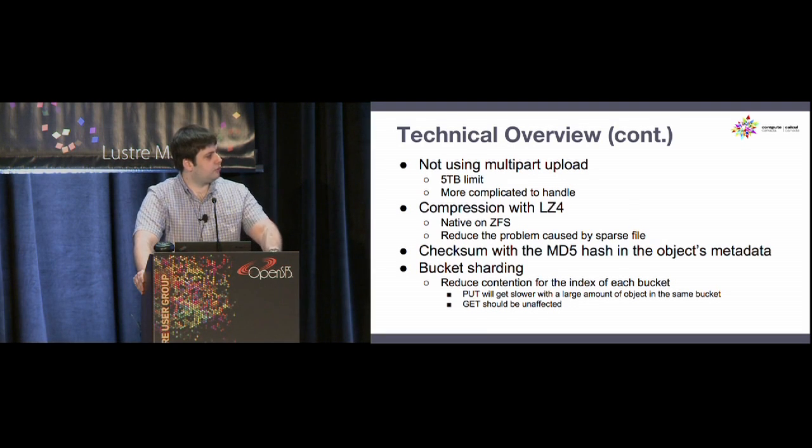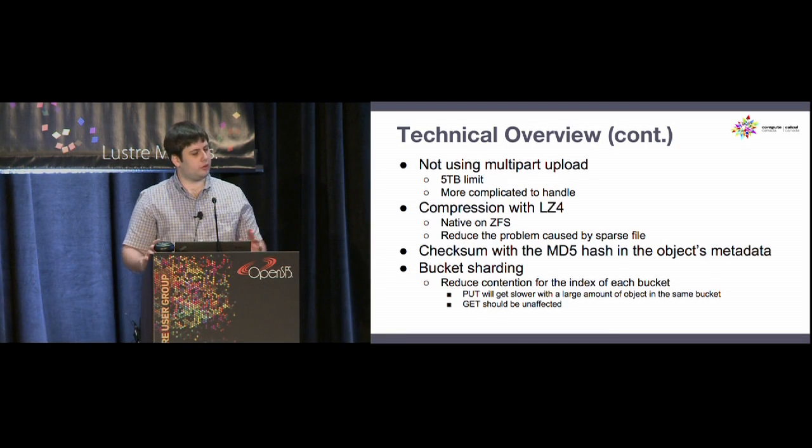And we are also using compression with LZ4, like ZFS is using. This also reduces the problem caused by sparse files, because the bunch of zeros in a sparse file will be compressed well. So we will not store a bunch of zeros on the S3 storage and fill it up with useless data.